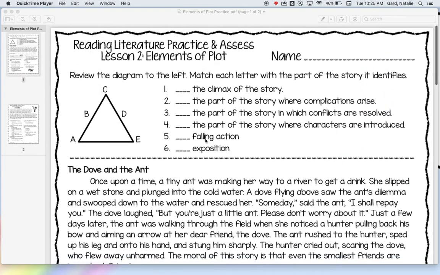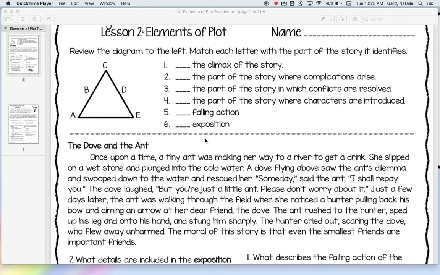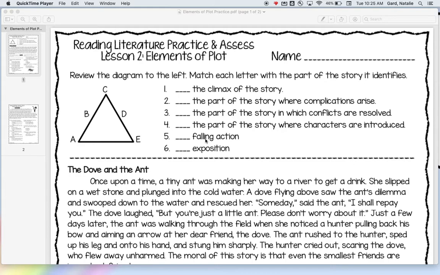Hey guys, so we are going to review the 2 pages that you did yesterday. So yesterday we talked about elements of plot, what those were. You watched the video of me explaining Randy Riley's really big hit. We went through the different elements of plot. So I asked you guys to do this on your own.